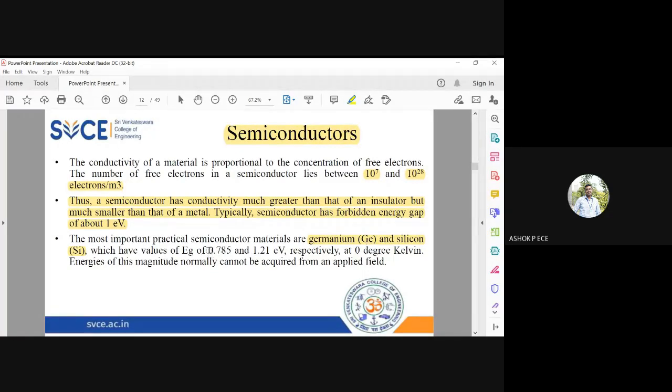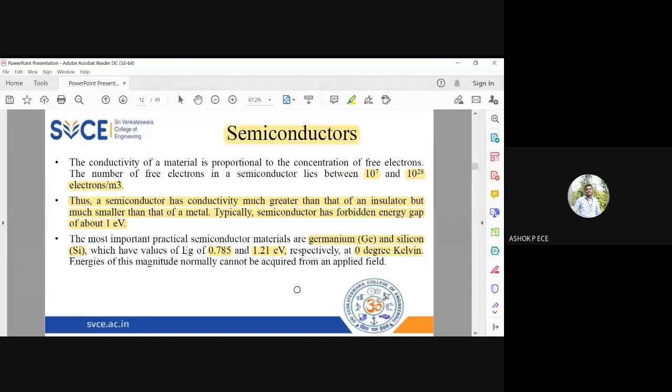Germanium has an energy band gap of 0.785 electron volt, and silicon has a band gap of 1.21 electron volt. So that's what we said, it is around 1 electron volt. Slightly less than 1 electron volt is the band gap energy of germanium, and slightly more than 1 electron volt is the band gap energy of silicon. And everything is at 0 degree Kelvin. So this energy band gap is at 0 degree Kelvin.